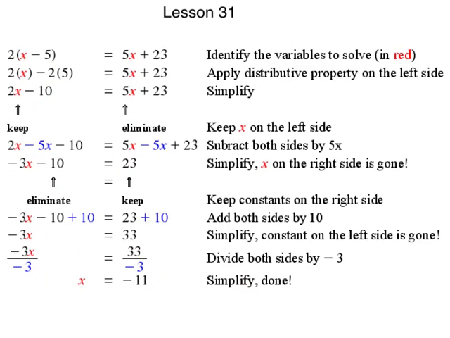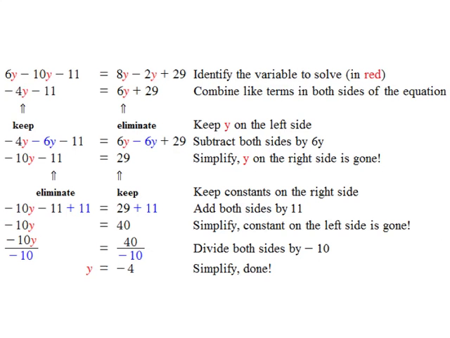Alright, go to the next page. Here we've got x is not our variable, y is our variable. And over here we've got 2 y terms, and here we have 2 y terms. So the very first thing we're going to do is combine like terms on both sides. So 6 minus 10 is negative 4y, and 8 minus 2 is 6y.